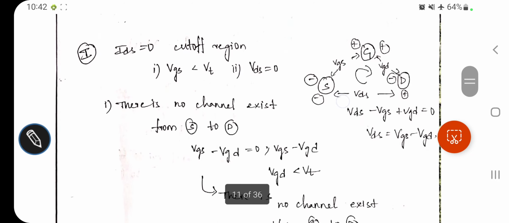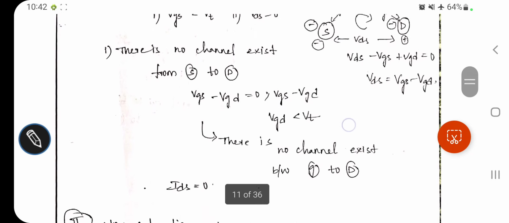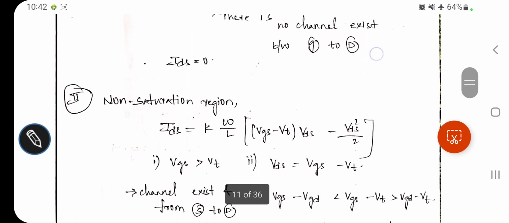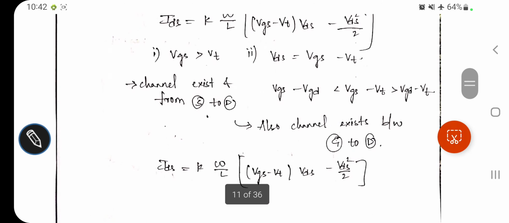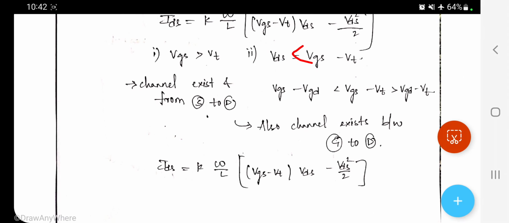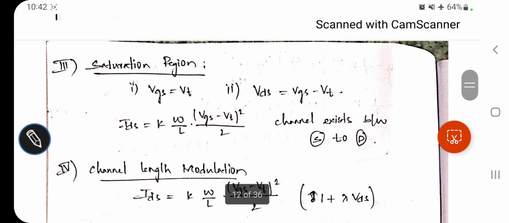Again, IDS equal to 0 is the cutoff region, which we have already discussed. Whenever VGS is less than VTH and VDS is equal to 0, no channel exists, no current flows, and IDS is equal to 0. Non-saturation region we have seen: whenever VGS is greater than VTH and VDS is less than VGS minus VTH. Here it is not equal to, it is less than VGS minus VT or VTH. But VDS is greater than 0. This is the second region of operation. Next we have, as already explained, the saturation region also.